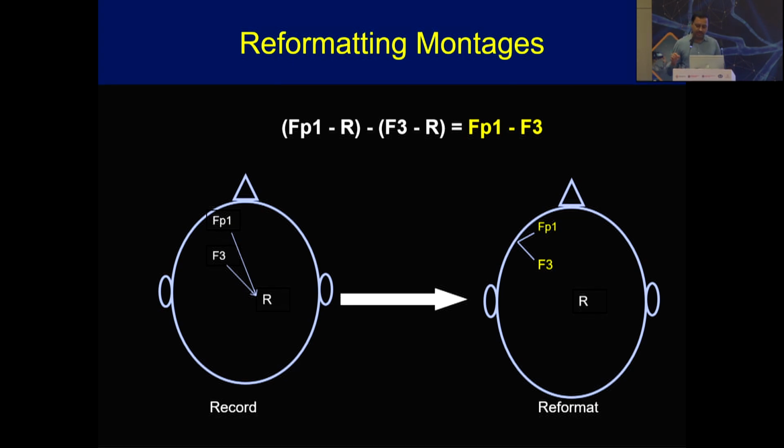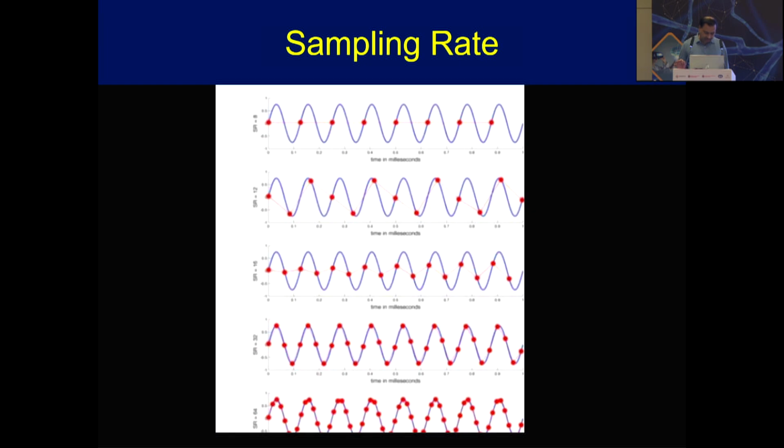But this is how the process works, and this is why, if your system reference is not properly placed, all of the channels will have an artifact or will look abnormal. So if you have an EEG which shows that all the electrodes or all the channels are not working properly, then it is likely that there is a problem in the system reference.